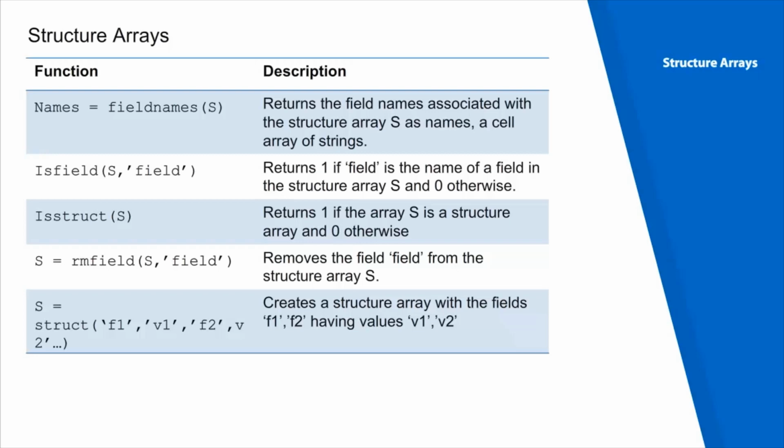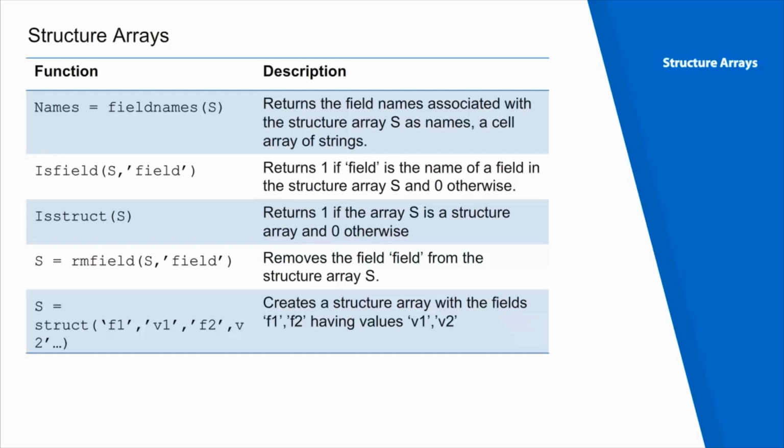Listed here are some common functions that are used with the structure array. So we have fieldnames(S) that returns the field names associated with the structure S. Then we have isfield(S, fieldname). It returns 1 if fieldname is the name of a field in the structure array S, and if it is not there then it returns a 0. Then we have isstruct(S) that returns 1 if S is a structure and returns 0 if S is not a structure.